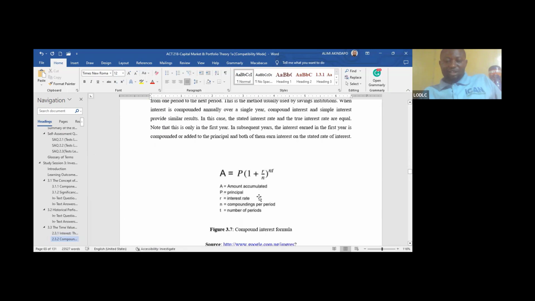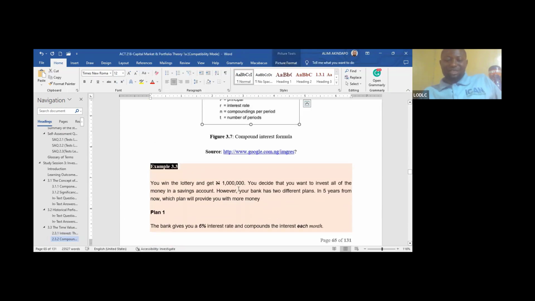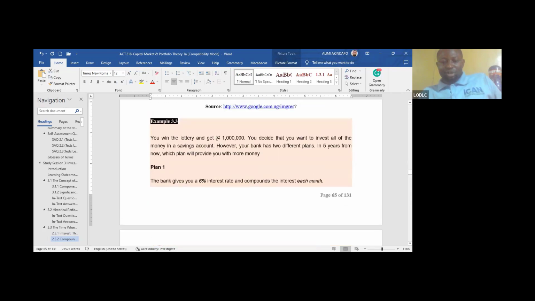So we have compound interest as well. This is the formula for compound interest. So just plug in the formula. The principal is the amount. A is our amount accumulated, the amount to receive. Then we have the rate, the number of years, then we have the time period. So this is your amount.